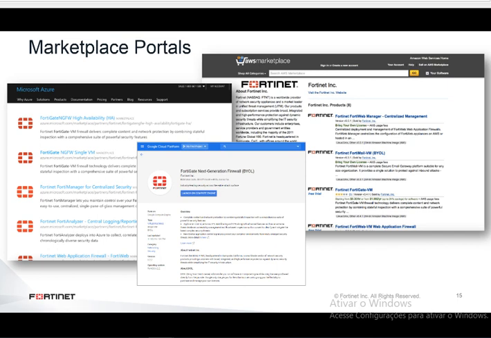The exceptions to obtaining products from the marketplace are FortiCWP and FortiCASB. Customers obtain these licenses from a channel partner or directly from Fortinet, and then initiate them from within the Fortinet One portal.